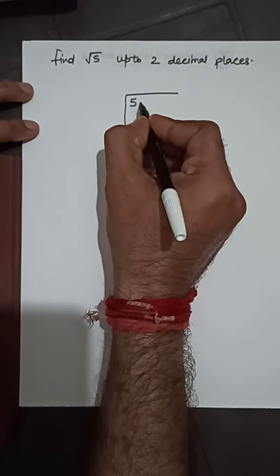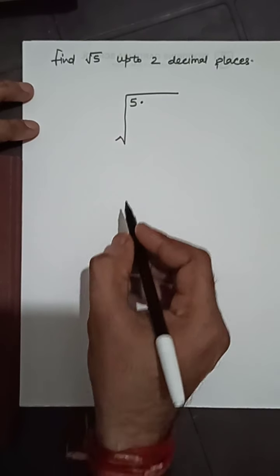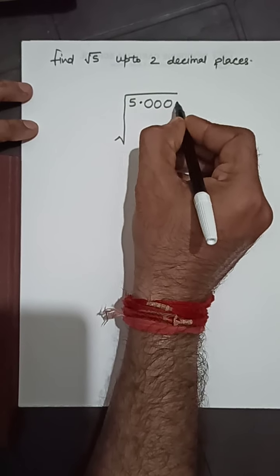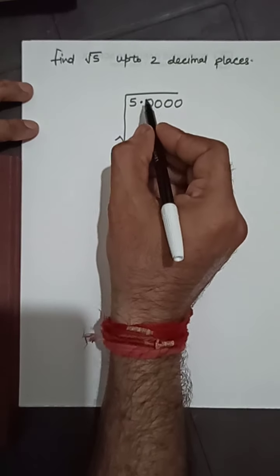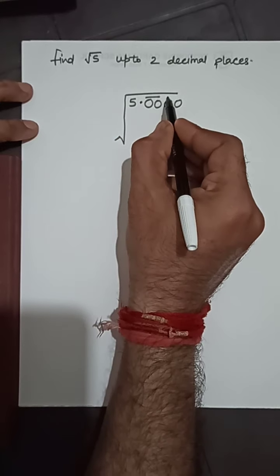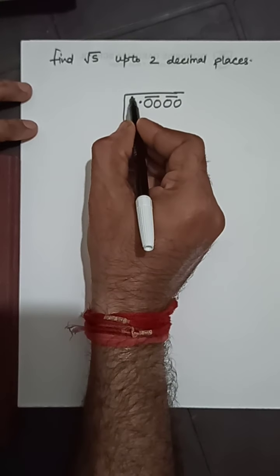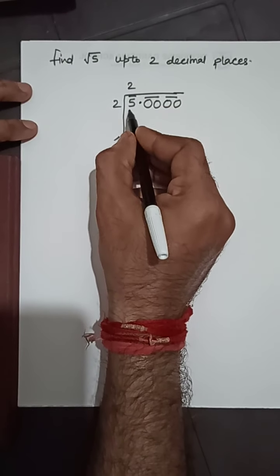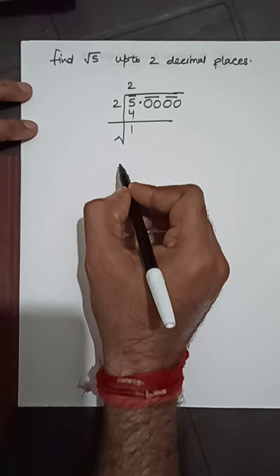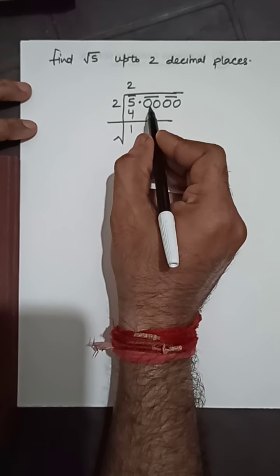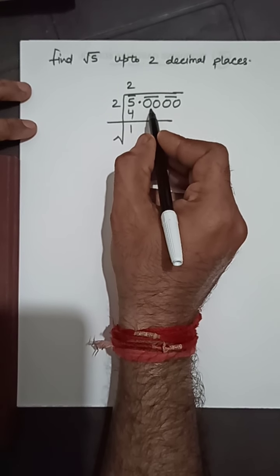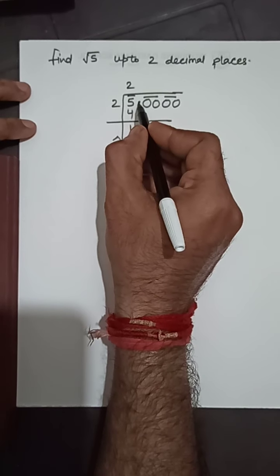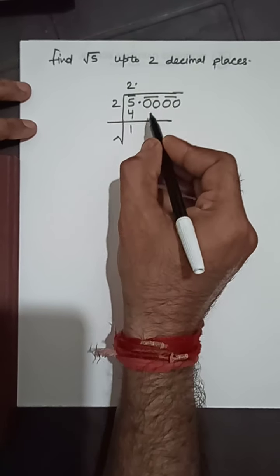square root of 5, after 5 use a decimal, and then fix the number of zeros. You have to keep it, remember that the number of zeros always should be in pairs, and before the decimal we have only one pair. So 2 to the 4, 5 minus 4, then it is 1. Now we cannot carry the next pair if the decimal is here, so shift this decimal to the quotient.